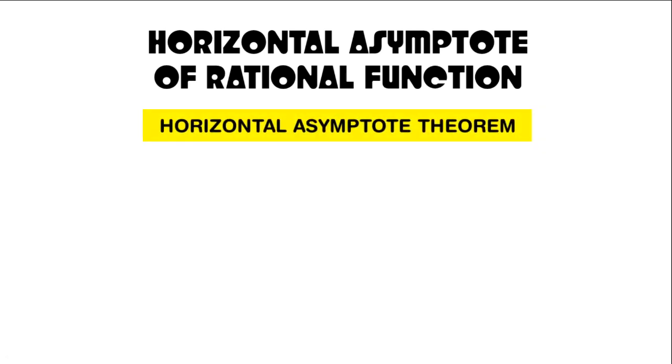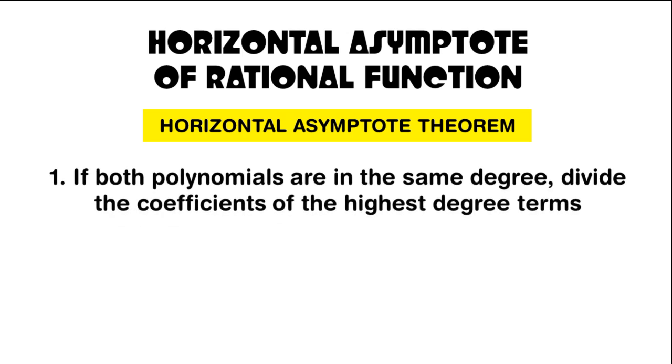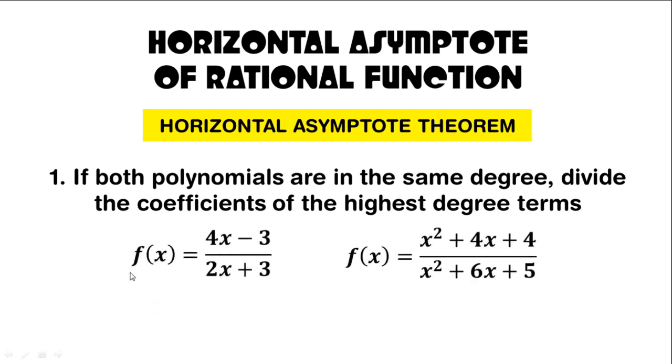Next is horizontal asymptote of rational function. Sa pagkuha ng horizontal asymptote of rational function, meron tayong sinusunod na horizontal asymptote theorem. Number 1, if both polynomials are in the same degree, we are going to divide the coefficients of the highest degree terms. So, example natin, itong f of x is equal to 4x minus 3 all over 2x plus 3. And f of x is equal to x squared plus 4x plus 4 all over x squared plus 6x plus 5.